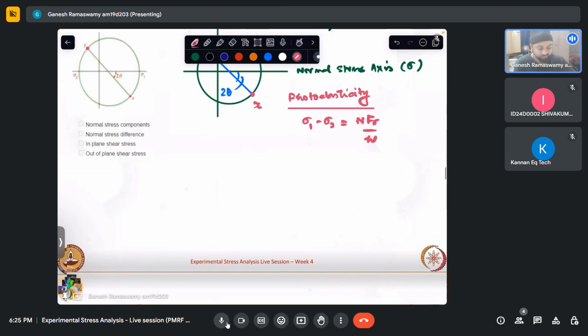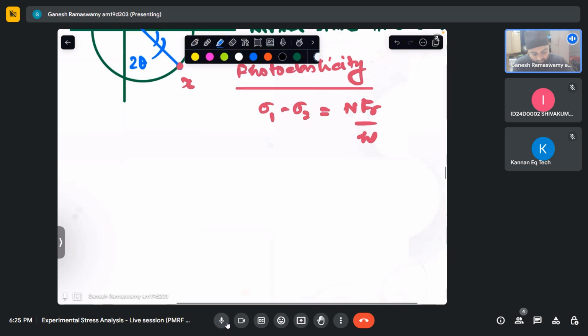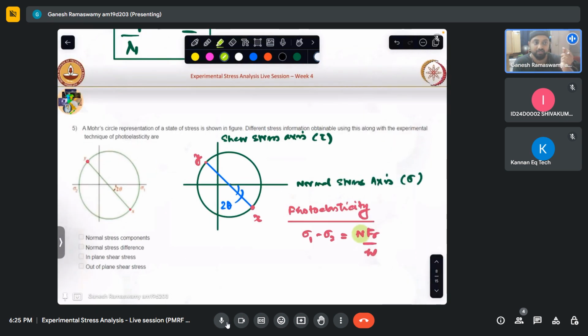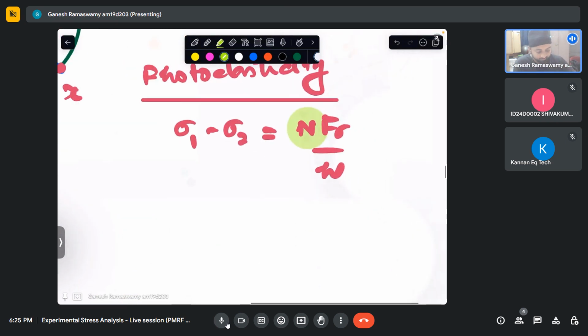We know this. So let us say that we are testing some specimen. At one particular point, we have found out what is the fringe order. Because Mohr circle, we are dealing with a point. At that point, what are the infinite planes? That is what we are talking about here. So at that point, we found out the fringe order. We know the material stress fringe value and we know the thickness of that specimen. So essentially, we know sigma 1 minus sigma 2. So this is known.